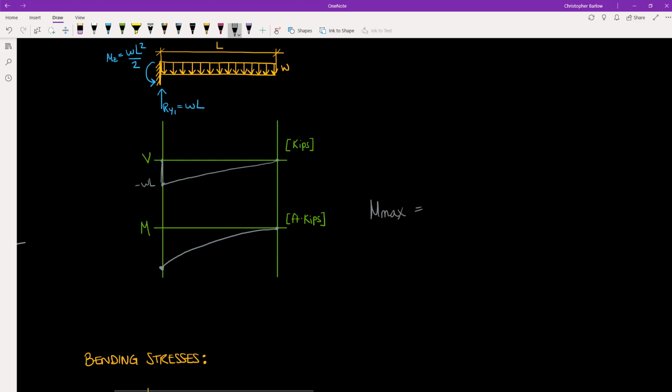should be equal to the area under this shear curve, which is 1/2 W times L, which is equal to negative WL² over 2, which is our reaction. So again, we jump up to 0. So the magnitude of our maximum moment is WL² over 2.